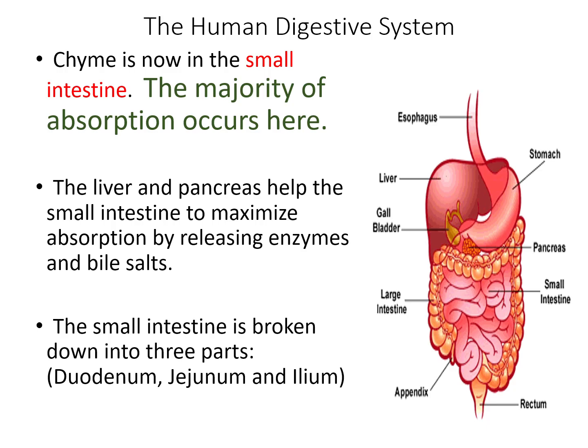and bile salts. Now, bile comes from our liver. The small intestine is further broken down into three parts: the duodenum, jejunum, and ileum.